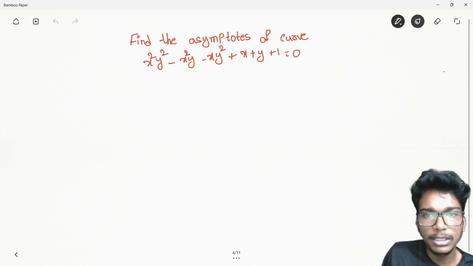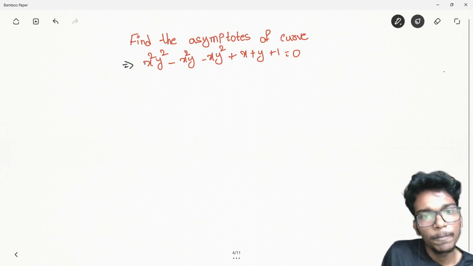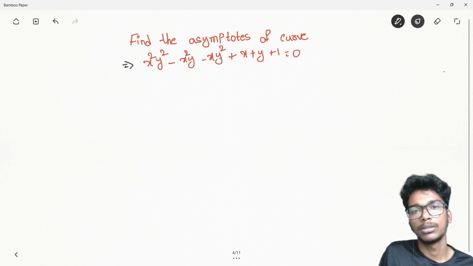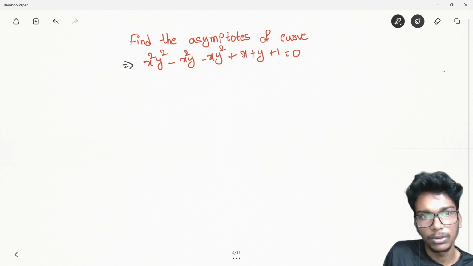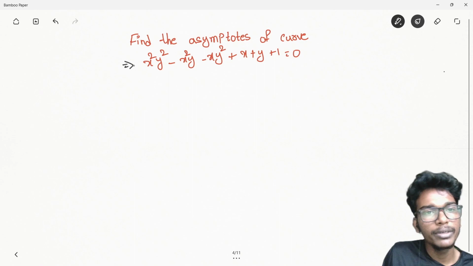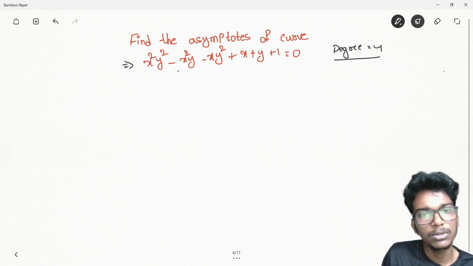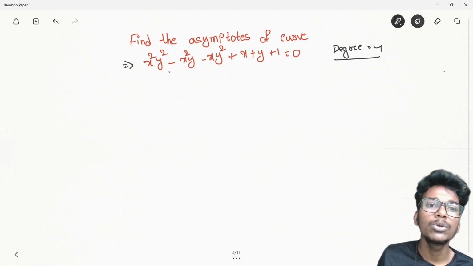Just look at this problem. By looking at it, we can say that this curve is not going to have any oblique asymptotes, because we don't have any x to the power 4 or y to the power 4 here. We just directly have x square into y square and something extra. The degree is equal to 4, and we don't have any x power 4 or y power 4, so this curve is not going to have any oblique asymptote. Now we are left with only two types of asymptotes.